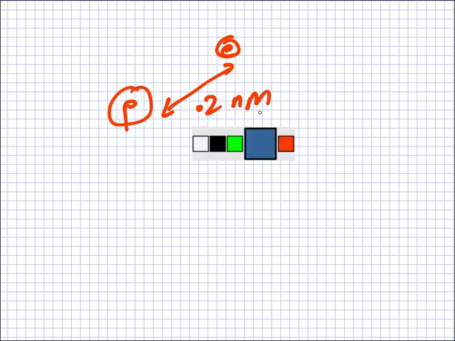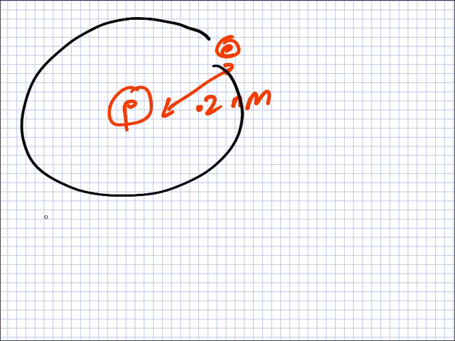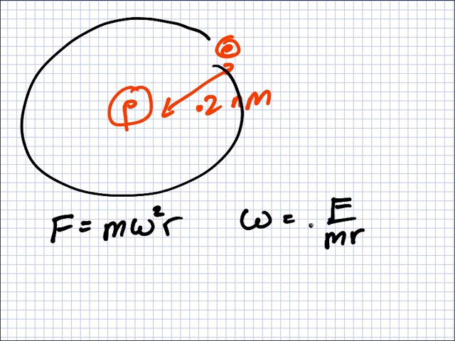Proton. Electron, distance 0.2 nanometers, and I want to calculate the time. Now, what type of motion is this? Circular motion, yeah? So you can say F equals m omega squared r. So then that means omega is the square root of F over m r.